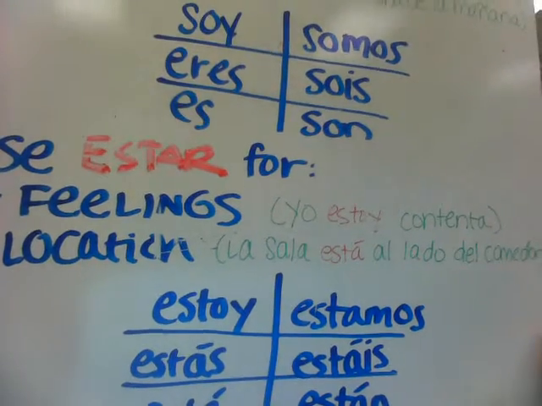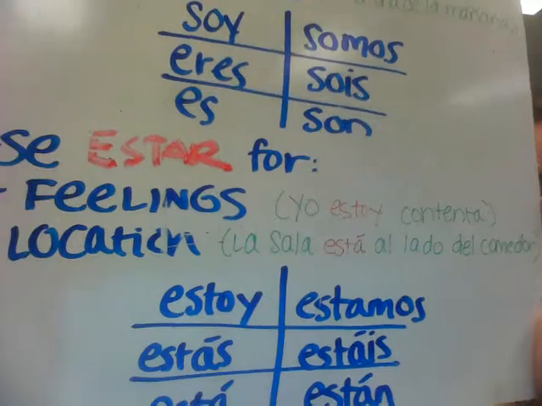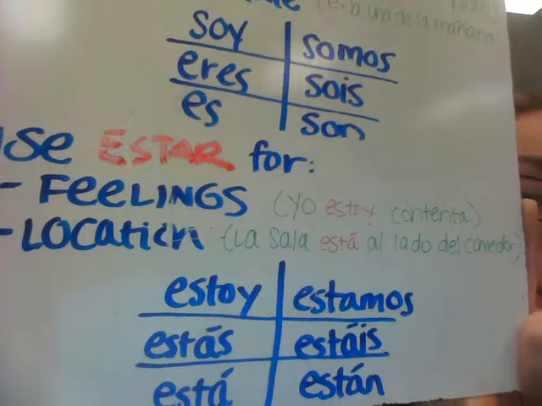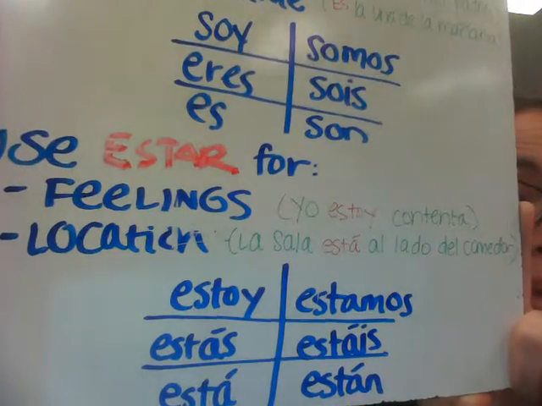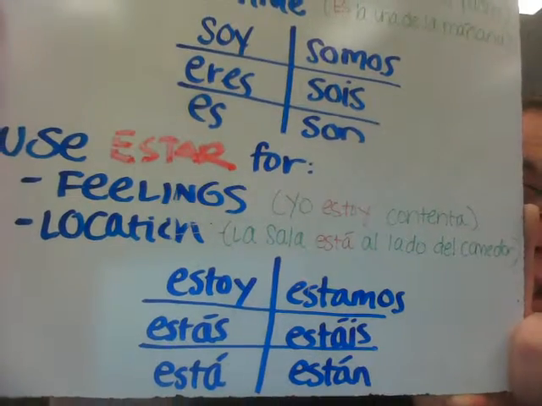Now, for estar, the things that you already know is that you use estar to talk about feelings and location. For feelings, saying things like yo estoy contenta. Okay, for location, saying things like la sala está al lado del comedor. That's one thing that we'll be using a lot in this chapter because we're talking about the rooms in the house. And then you have your forms of estar, which you should already know.